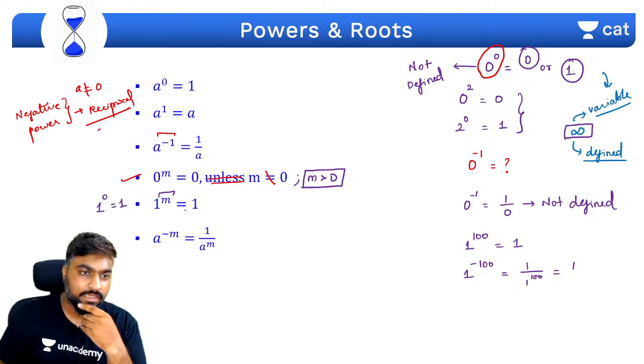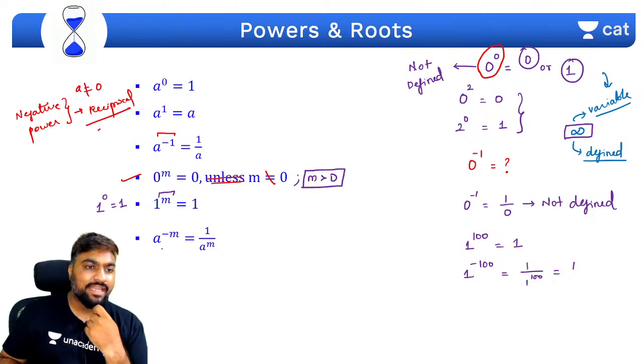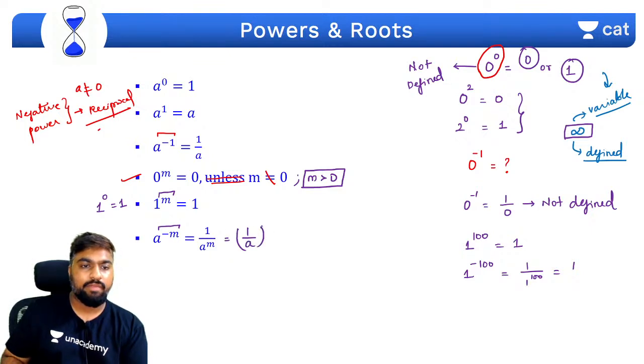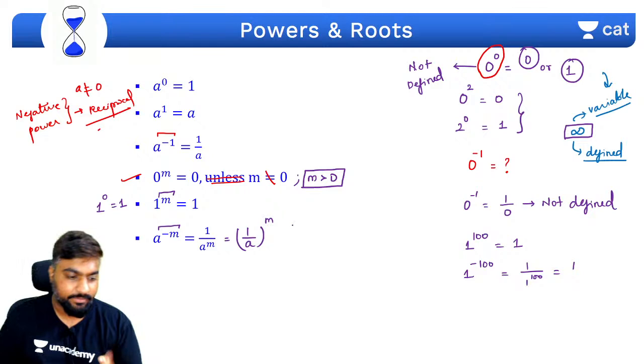So that's accepted here. Yes, if any number is raised to a negative power, then what do you do? You take the reciprocal of the power, basically, right? 1 by a to the power m. This can also be written as 1 by a whole power m, because 1 power m is 1.